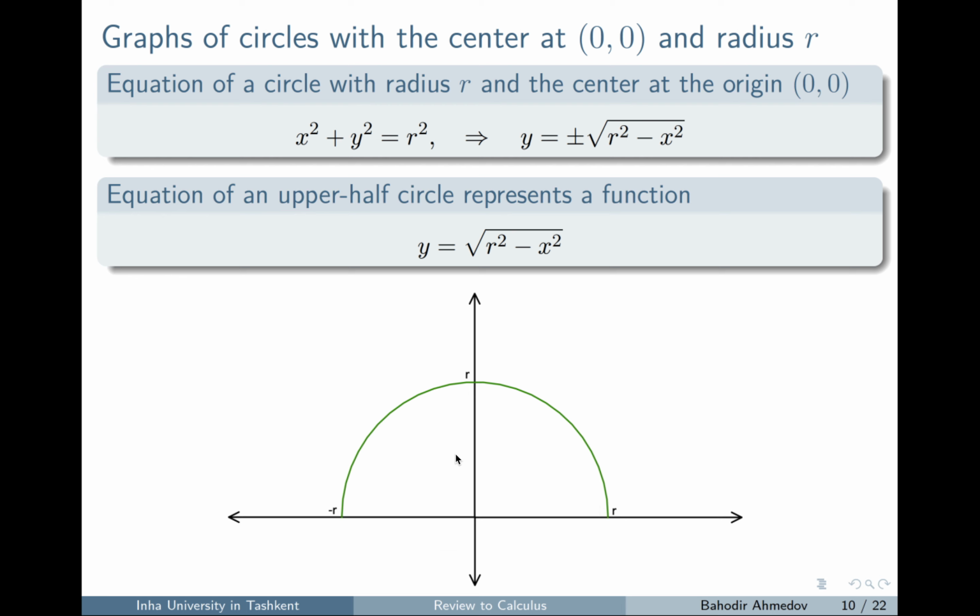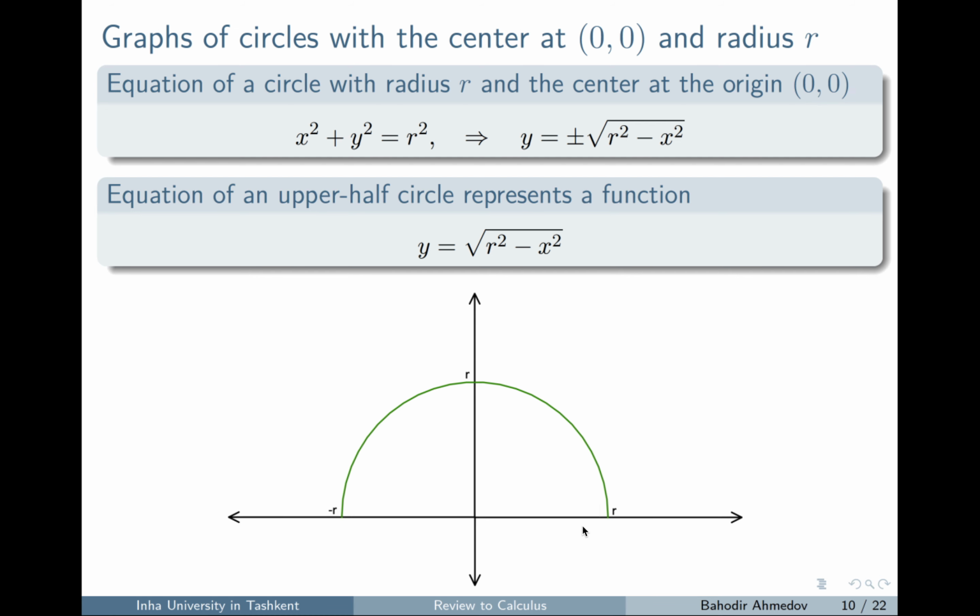Because no matter where you put the vertical line, it's going to always intersect this curve only once, or at most once. So from the general equation of the circle with the center at the origin, I can find that y is equal to plus or minus the square root of r squared minus x squared. If I just take the positive square root of r squared minus x squared, it's going to be the equation of the upper circle. If I take the negative square root of r squared minus x squared, it's going to be the function or equation of the lower part of the circle.